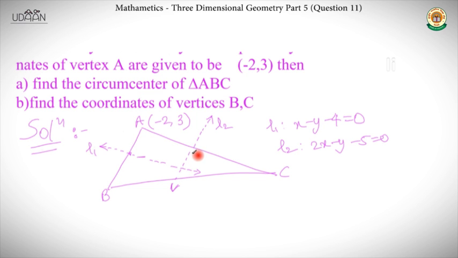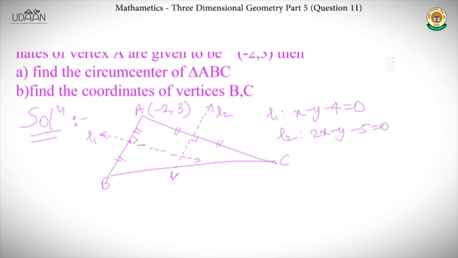Now we know that all the three perpendicular bisectors of a triangle are concurrent, and the point of concurrence is the circumcenter of triangle ABC. So the point of intersection of the two given lines must be the circumcenter of triangle ABC. So in the first part we just need to find the point of intersection of the two lines, L1 and L2, by solving the simultaneous equations. Equation 2 minus equation 1 gives x minus 5 minus minus 4 equals 0, which implies x equals 1.